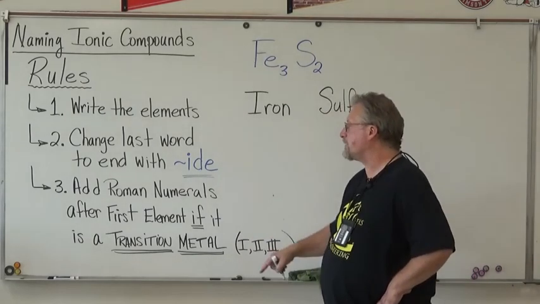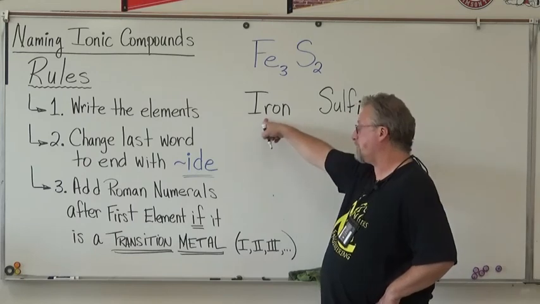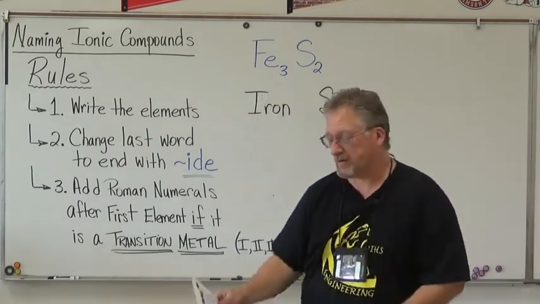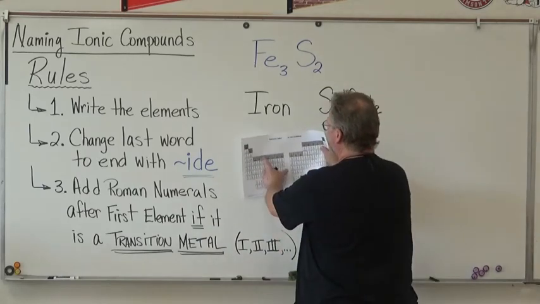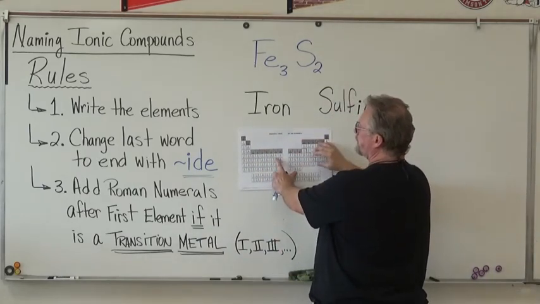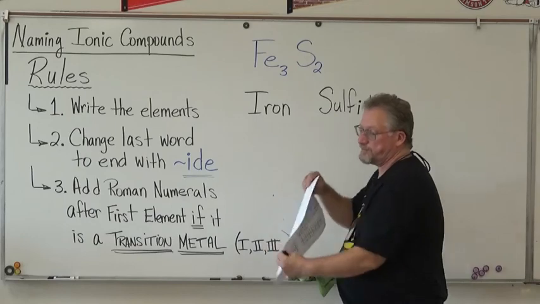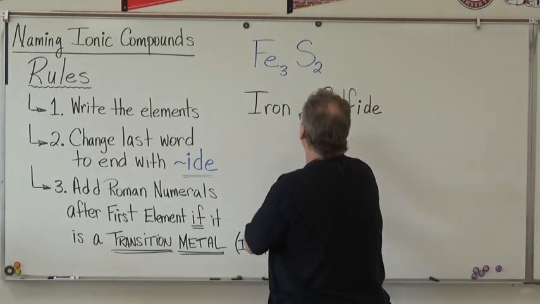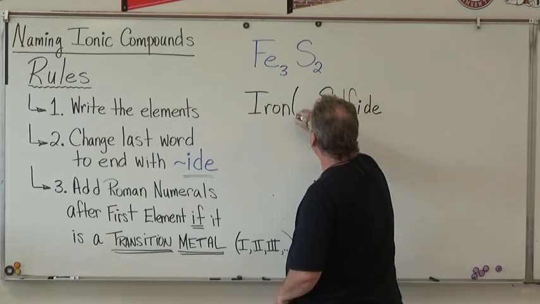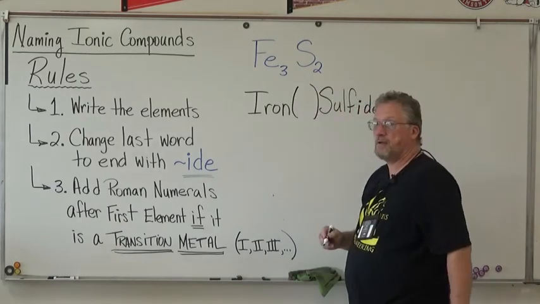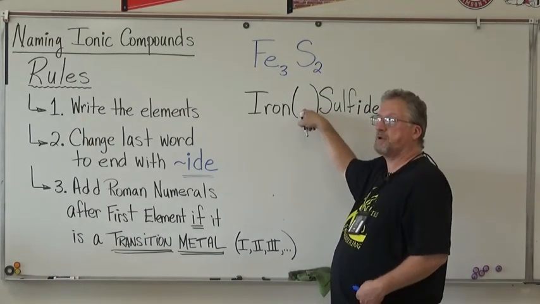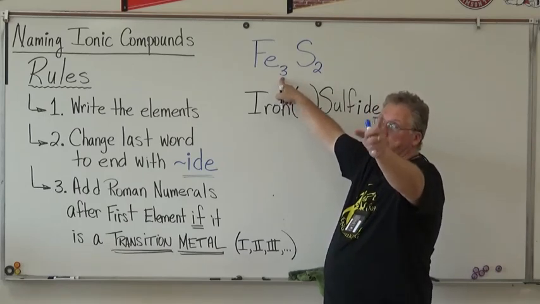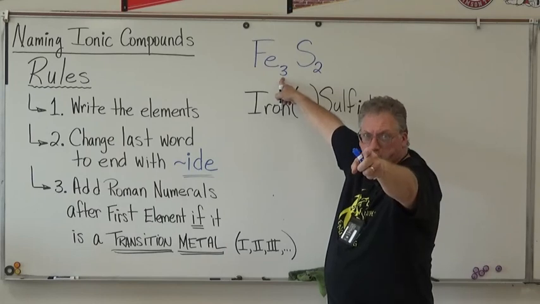Step number 3, if this is a transition metal, we got to put some Roman numerals in there. And you know I intentionally picked it. And there it is, right dead center of the transition metals, iron right there. So we're going to need Roman numerals. So here we go. Put our little parentheses in there. Right there. Now, where do we get the number from here? Is it this one? No. That's the most common mistake. Be careful. Don't do that. No. Stop it. Don't do that.